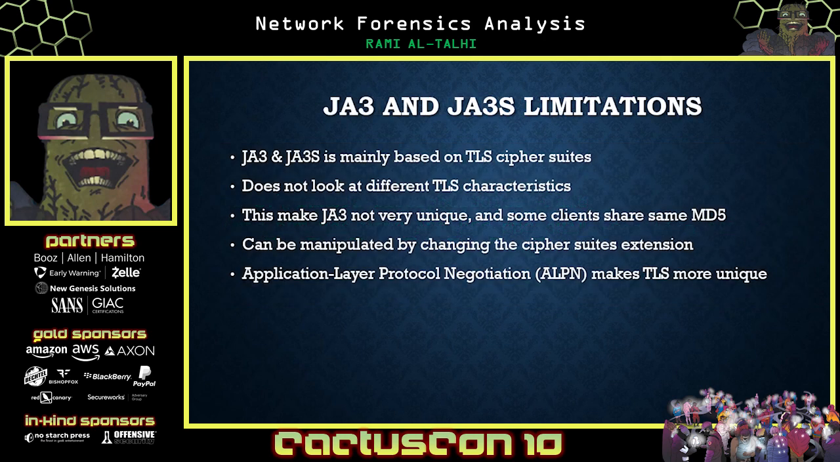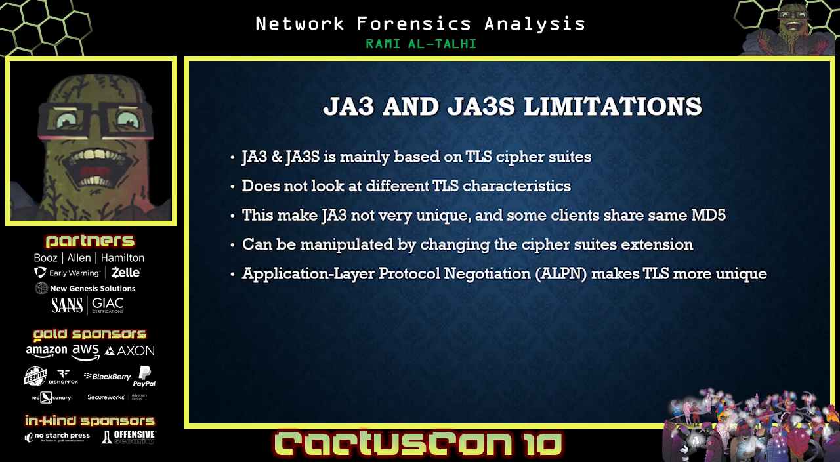There are a couple of limitations for identifying JA3 and JA3S fingerprints. One of them is that these fingerprints are merely based on the TLS cipher suites. Also, it doesn't look into the different TLS characteristics, things like ALPN, which is application layer protocol negotiation. It doesn't look into anything else than these TLS characteristics, which were already determined from the previous discussion. Also, this makes the JA3 not very unique, and some clients might share the same MD5 fingerprint.